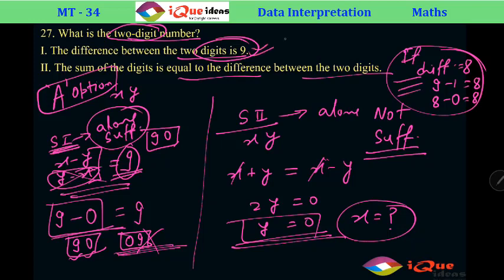But because here the difference is 9, there is only one case, 9 and 0. 0 cannot come at the first place. So 90 is the only possible answer from there. So option A must be the correct answer for this question. Okay, now let's take up the next one.